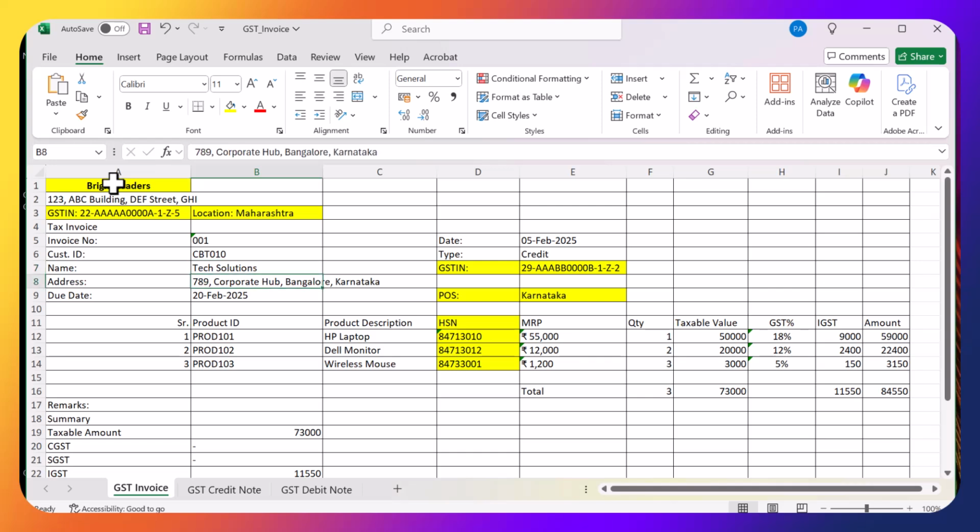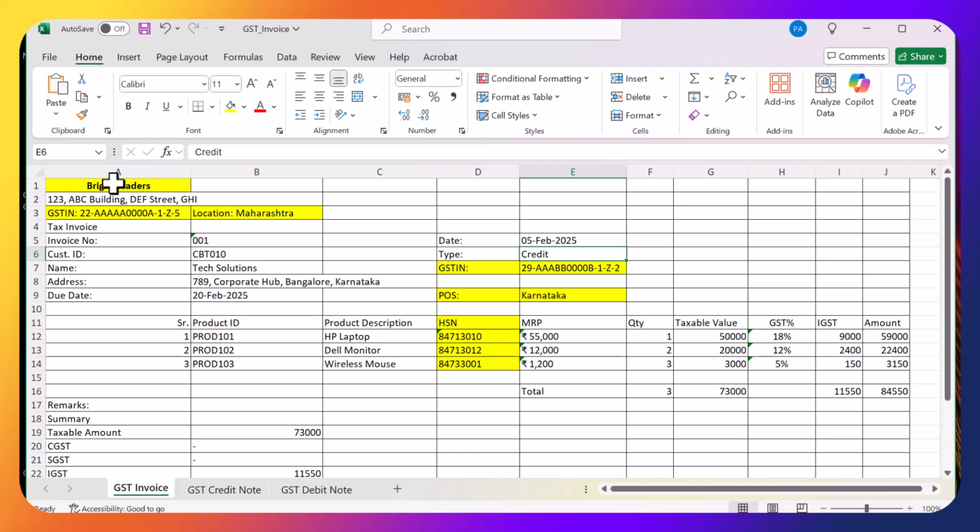Now the date when the invoice was raised was 5th of February. So that means he is going to get his money on 20th of February, and he has raised the invoice on 5th. So this is a credit invoice. That means he's giving a credit of 20 days for the customer to pay.